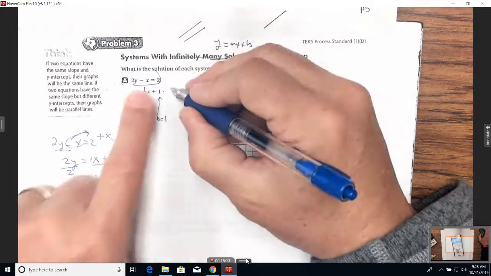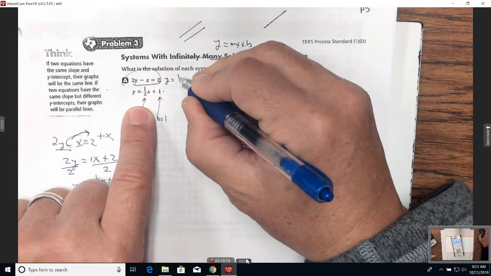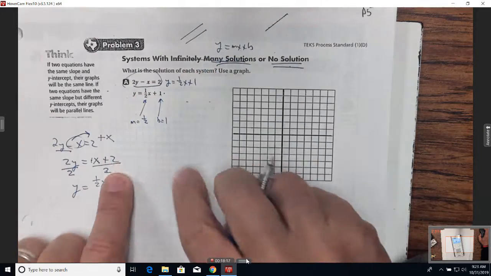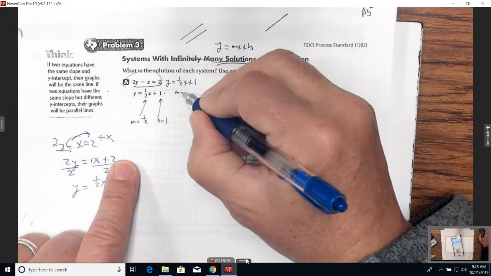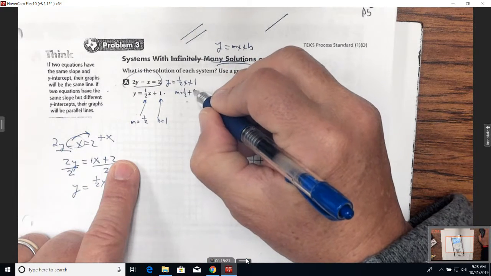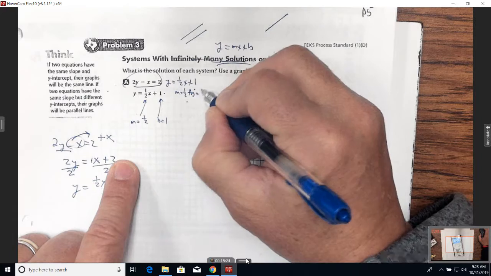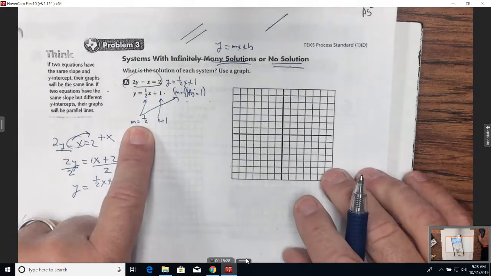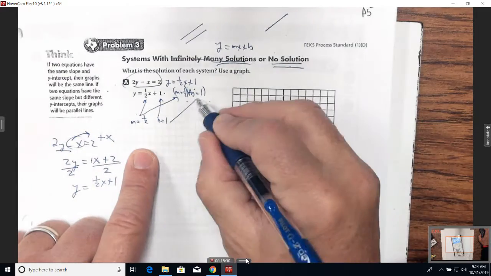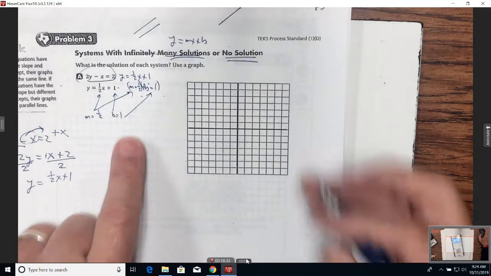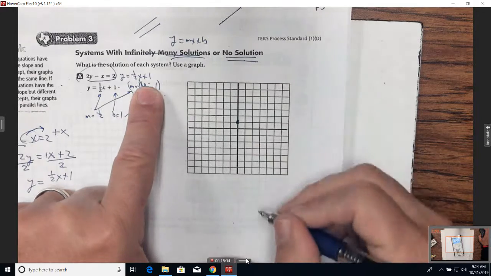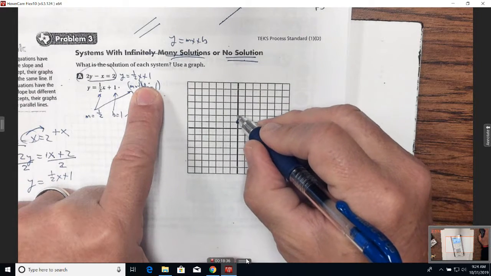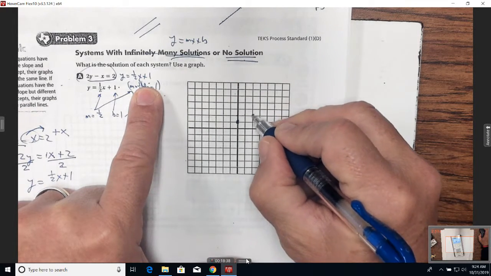So this equation in slope-intercept form is exactly the same as this equation. They have the same slope and the same what? Y-intercept. So my slope is 1/2 just like the other one. My y-intercept is 1 just like the other one. So when I graph these, my first one would have a y-intercept of 1 and the slope is 1/2. So I rise up 1, run to the right 2, connect the dots with your ruler.